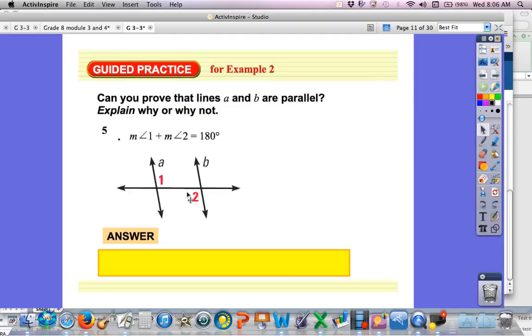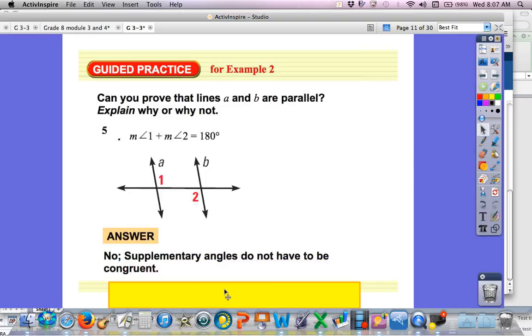These lines are not necessarily parallel. Could be, could not be, drawn to scale, but they may not be because 1 and 2 need to be congruent. They're alternate interior angles. When they're talking about the measure of angle 1 plus the measure of angle 2 equals 180 degrees, they're talking about consecutive interior angles, and that would look like that. But since that's not what they asked, the answer is no, you cannot prove it.